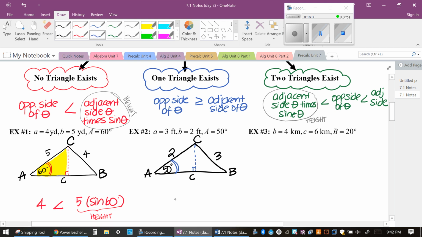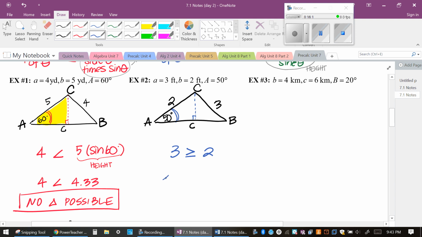Take a look. Opposite of 50 is 3. 3 is definitely bigger, not necessarily equal to, but greater than or equal to 2. So then automatically I know that this has one triangle possible. So this is going to have one solution when I solve it. We'll solve them on a different day, but today we're just practicing whether or not the triangle is even doable.